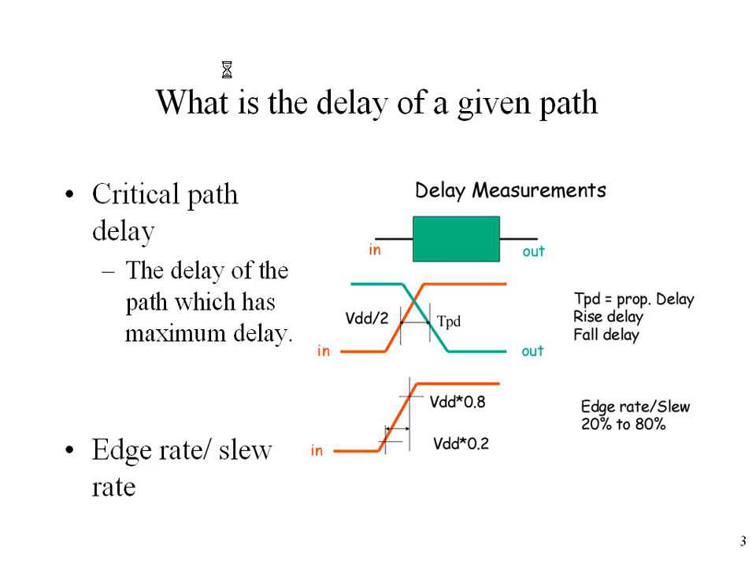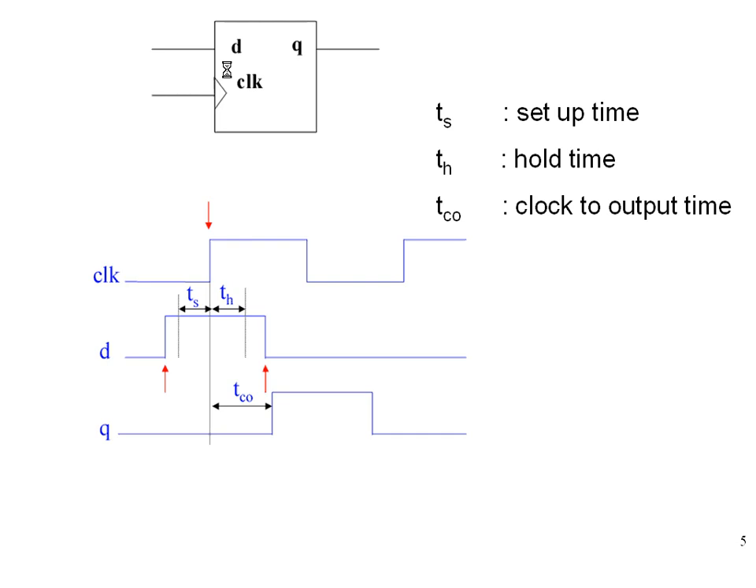Combinational delay is simply defined between 50% of the input to 50% of the output. Then in the case of synchronous circuits, we have timing issues. These are the very fundamental concepts related to timing analysis in digital circuits.